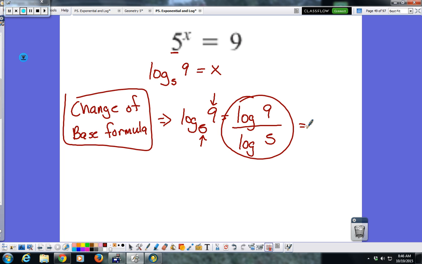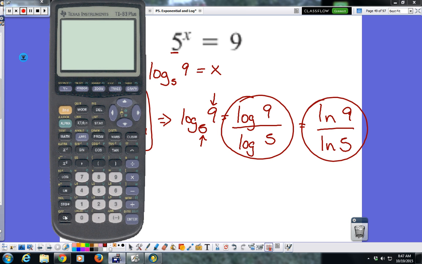If you'd rather have changed this for some reason, your log button doesn't work, but your ln button does work, you could change it to any base. You could also have rewritten that as natural log of 9 divided by natural log of 5. One person type in the first, somebody else type in the second for me. Actually, I'll type in the second. You type in the first, log of 9 divided by log of 5 by using this button. And like I said, I'll type in natural log 9. Make sure you close parentheses, divided by natural log 5, enter.